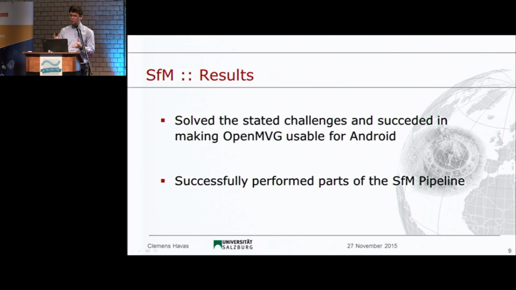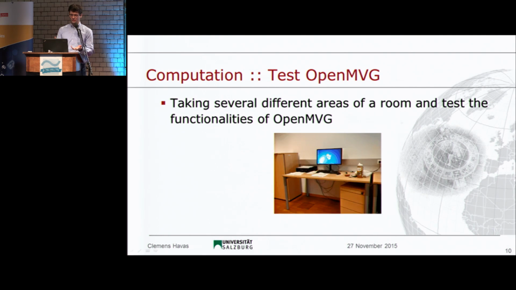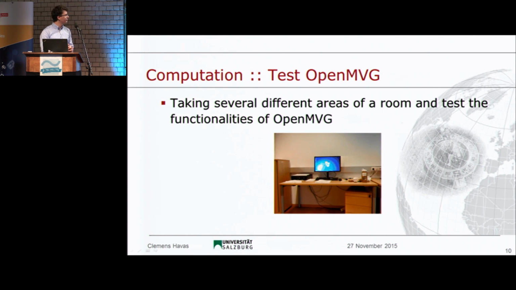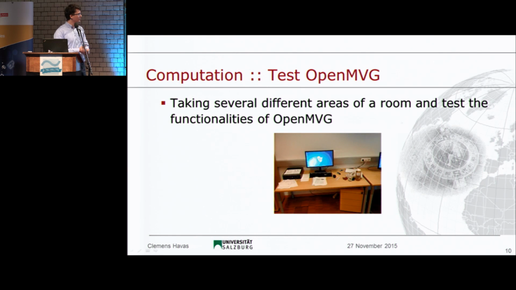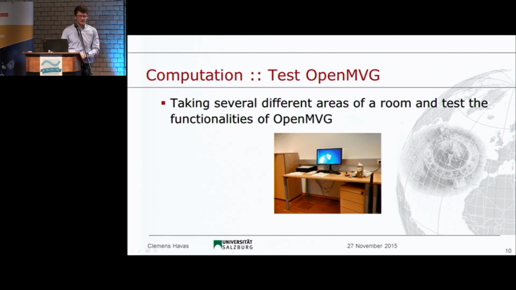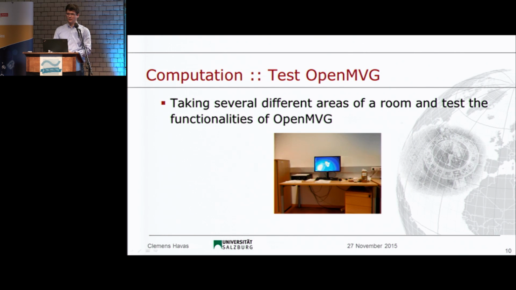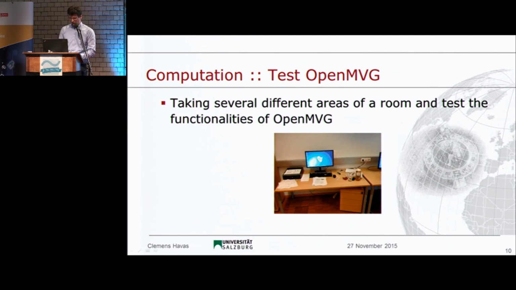Meanwhile, we also tested the OpenMVG library to find the best solutions to use it. This is a short GIF. These were the pictures we have taken for the experiment. It's a kind of messy table with, for example, a bottle on it, and we tried to visualize it in a point cloud.